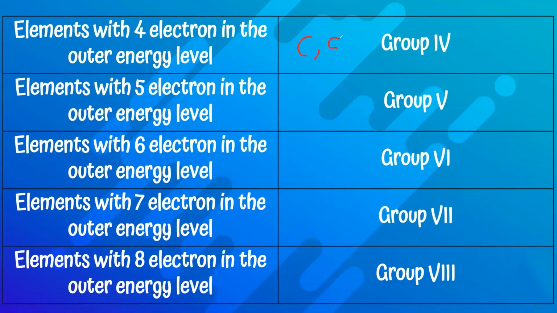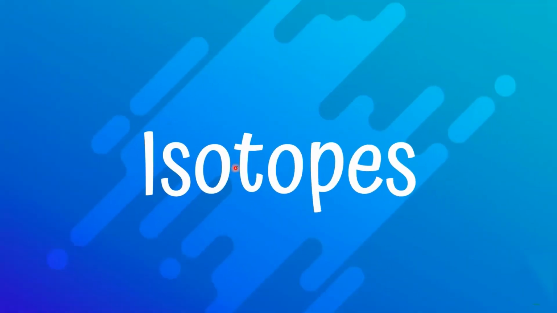Group number 5, nitrogen, phosphorus. Group number 6, oxygen, sulfur. Group number 7, fluorine, chlorine. Group number 8, helium, neon and argon. The gases helium, neon and argon are noble gases. Okay guys, let's discuss isotopes.